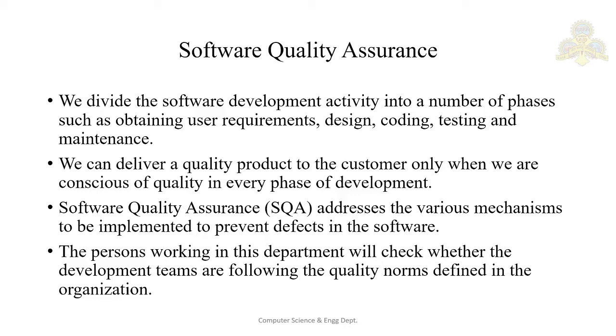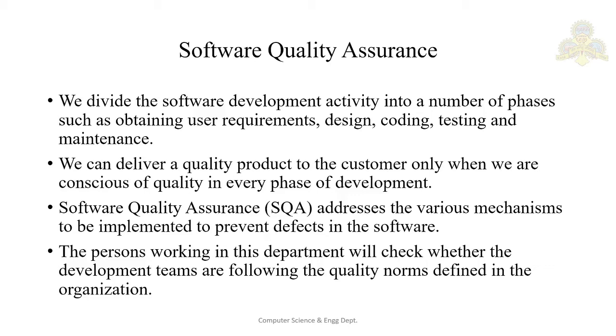So we already know how to divide the software development activity, right? It will be divided into a number of phases such as requirements, design, coding, testing, and maintenance. So we can deliver a quality product to the customer only when we are quality conscious in every phase of development. From the requirement analysis till the maintenance phase, we should be concerned about the quality.